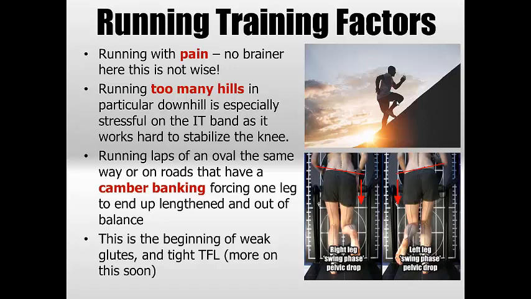Running laps on an oval always in the same direction, or even on a track or a road where there's a cambered banking, where the bank of the road is sort of forcing one leg to be longer than the other, starts to create these problems that we see here with this imbalance, because this side's on the low slope of the road, or vice versa. That's where we start to see that TFL becoming a problem, and the weak glute thing that we spoke about earlier.